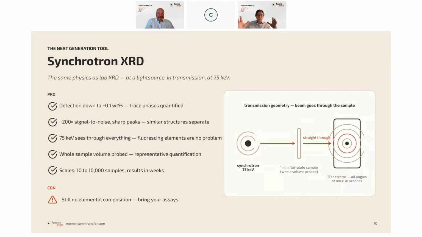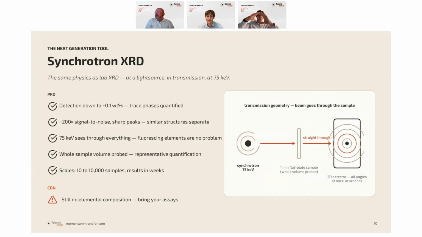Now, synchrotrons work in a completely different way to generate X-rays. They rely on particle accelerators, which are huge research infrastructures to generate extremely brilliant X-rays and at extremely high energy. And this is exactly what we've used in our experiment. We use high energy 75 kiloelectron volt X-rays. That means we can shine right through a substantially thick sample. So our sample is about 1.2, 1.3 millimeters thick.